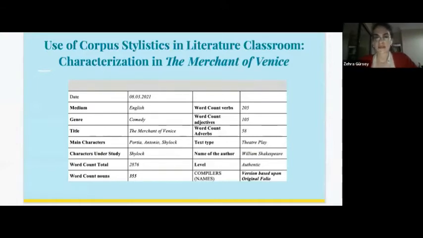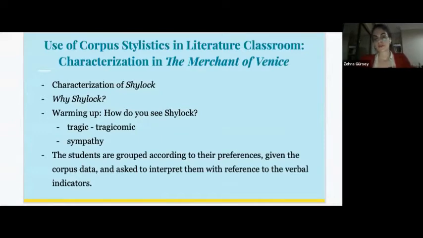So in our case, again, we did the practice about characterization in The Merchant of Venice, a Shakespeare play. The selection of the text process: for our project, we decided to study Shakespeare's The Merchant of Venice. As you see in the table, it is a reasonably short play in length and was quite popular among us students. And moreover, as instructed, we analyzed Shylock's characterization in the play because of his questionable character.